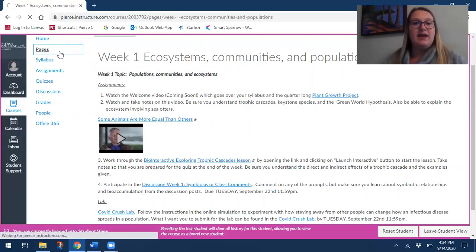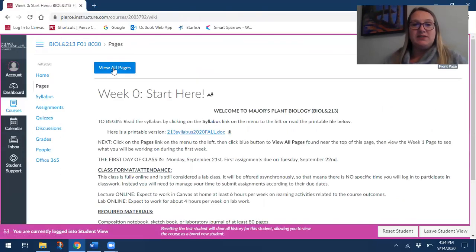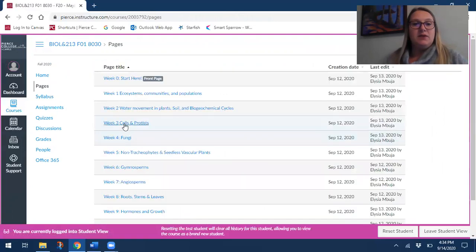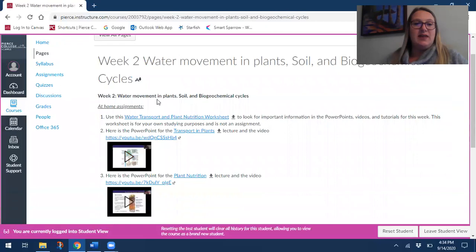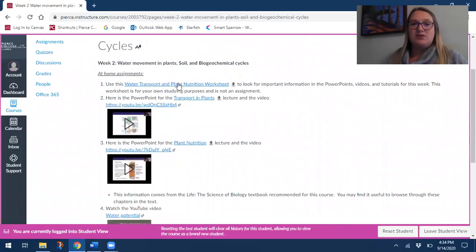So we can look at the week 2 pages if you like, and hopefully you can see how I'm navigating that. You see that there's these at-home assignments. There's a worksheet here to help look for information in PowerPoints. I've recorded a lecture video about that PowerPoint. So if you like to listen to things and watch things rather than just read through, it's there for you.